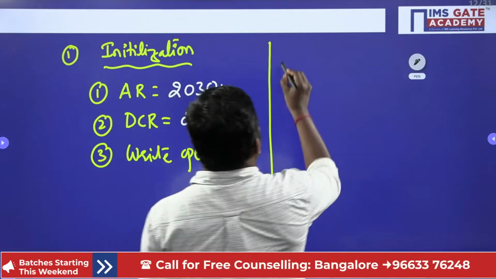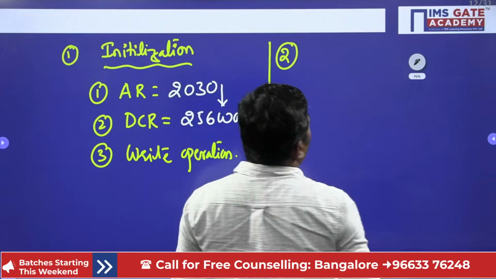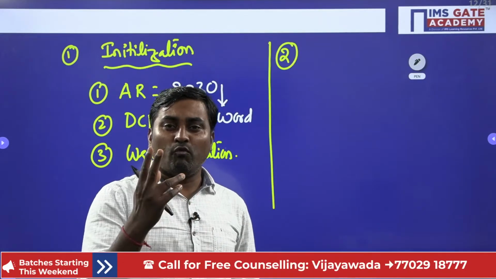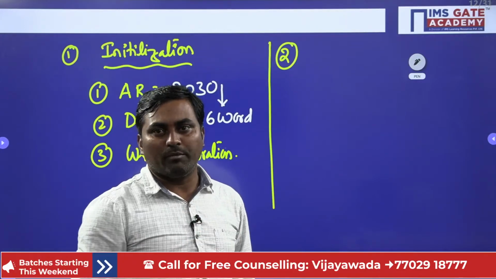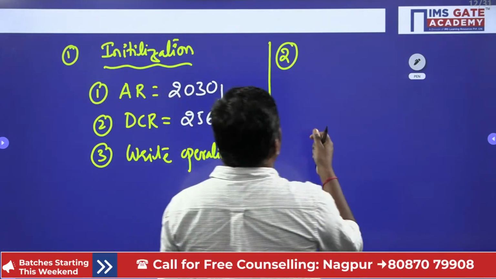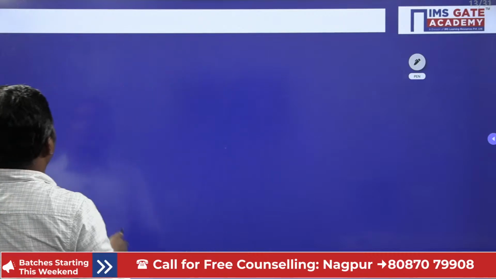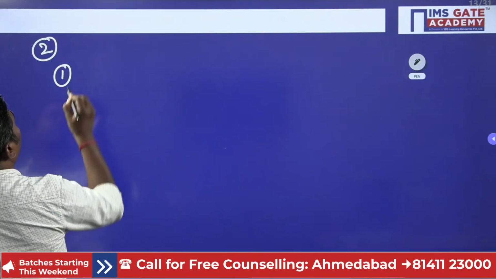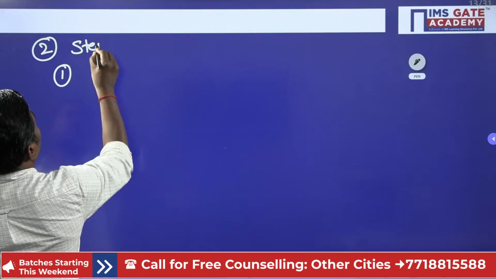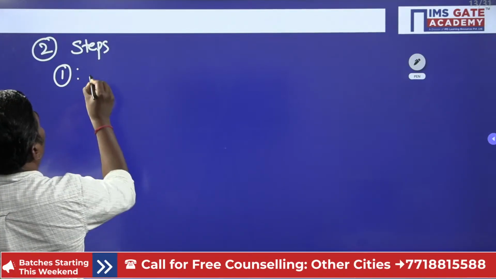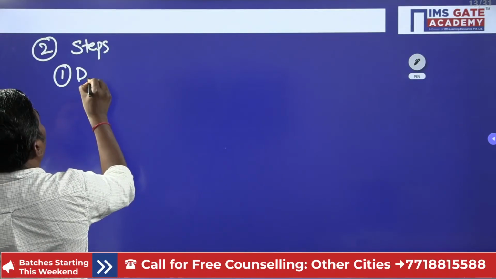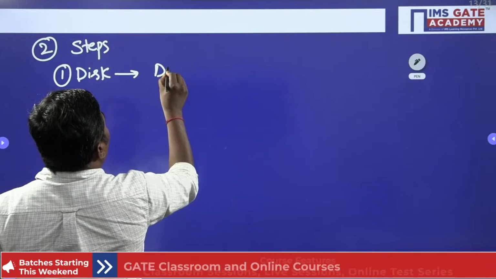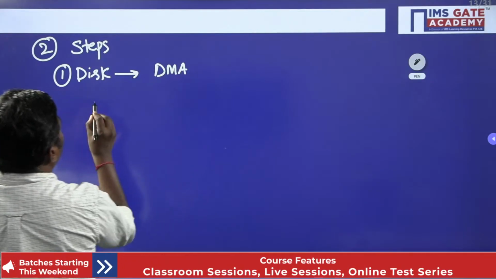The second question asks for the step-by-step actions taking place during this first 2-word transfer. Tell me the steps. Let me write the steps. For the second question, what is step number 1? The disk puts a request to the DMA controller on the DMA request line.